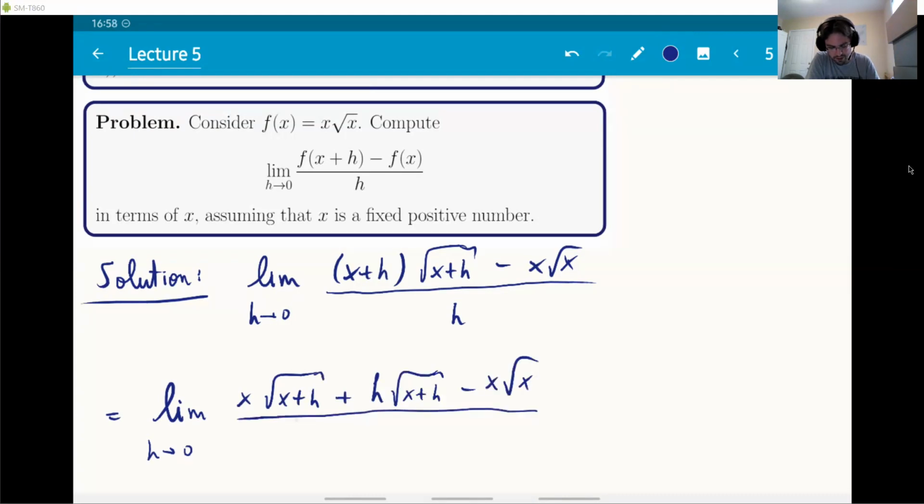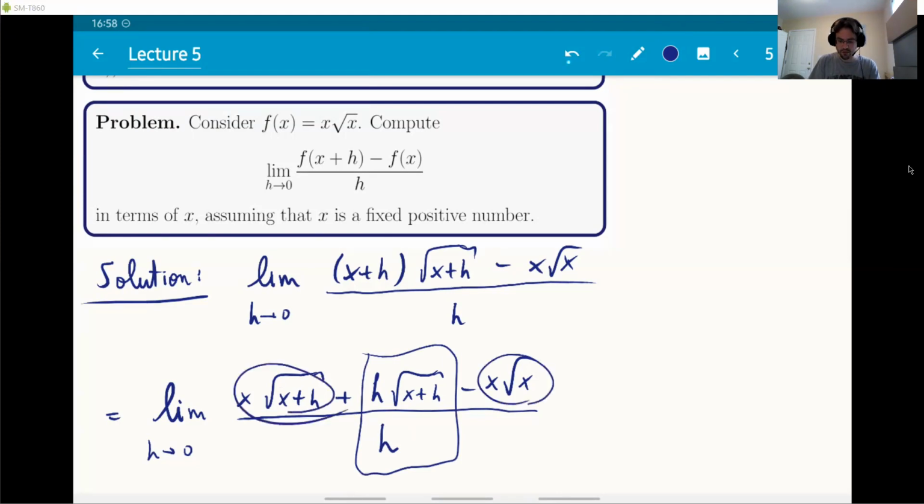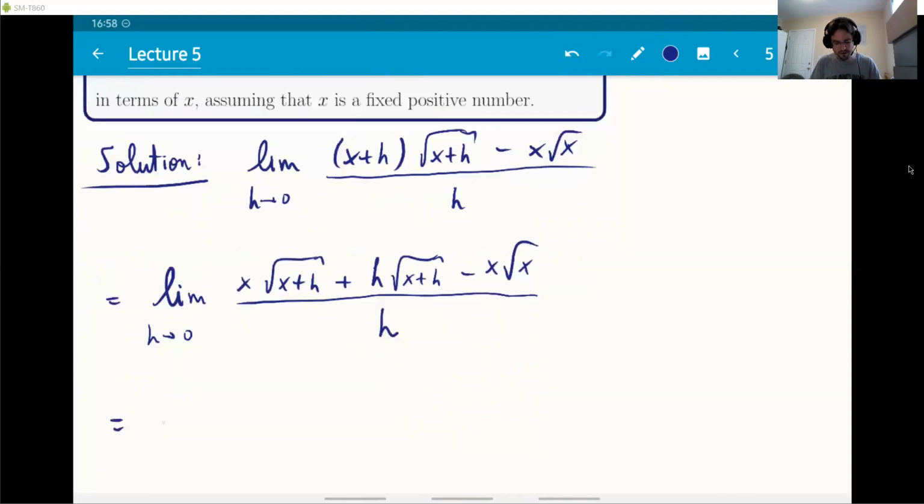Why am I doing this? Because of the second term here. After we split these fractions, we're going to be able to cancel this h, at least from this term. And now the other two terms that are left, they both have an x, which we can factor. So that's the idea here. See if you agree.